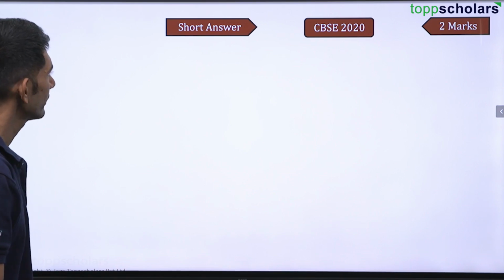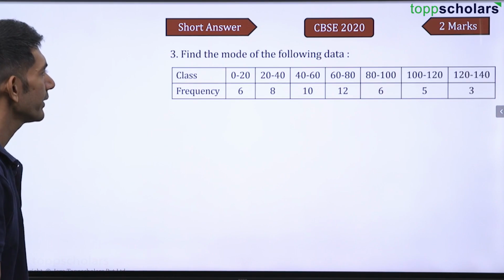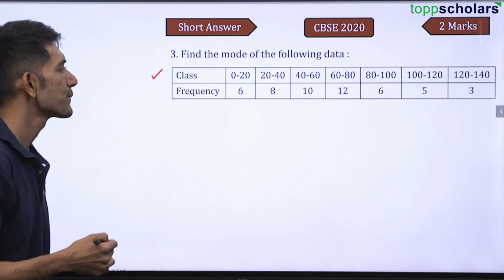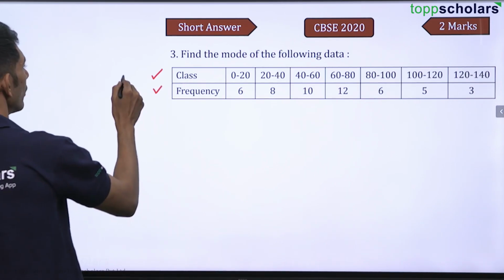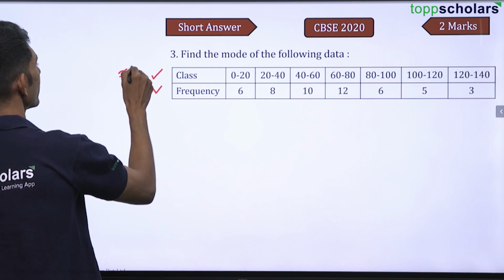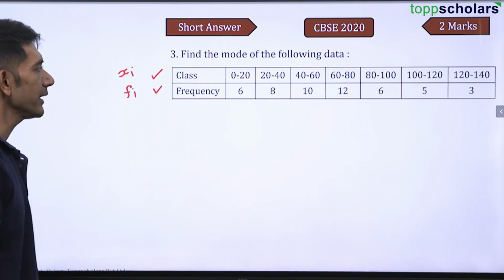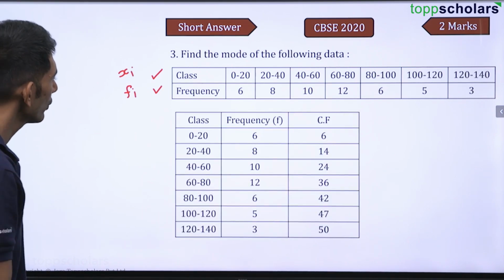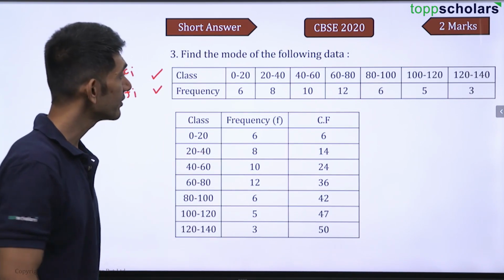Let's continue further. Now the next question says find the mode of the following data. The data is given. See, the class intervals are given. The frequency is given. From the class interval, obviously we'll find out xi, which is nothing but class mark. From the frequency, we'll keep it as it is. Right? So let us do that. So firstly, what all do we have? First column as it is, frequency column as it is.